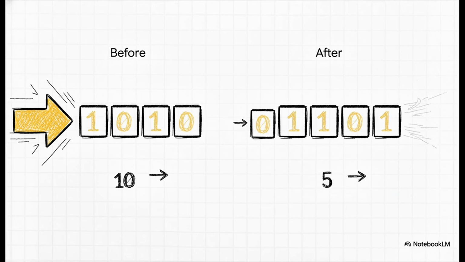And I bet you can guess what a right shift does. Yep, it pushes every bit one position to the right, basically dropping the last bit off the end. This is the same as doing integer division by 2. So, if we take that result of 10 and shift it right by 1, we get right back to 5.